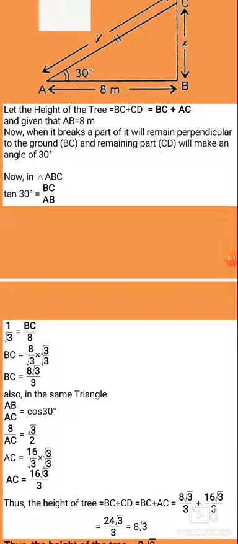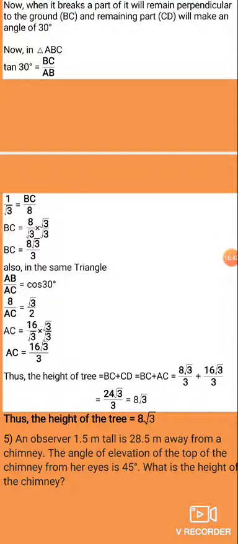Now the total height of the tree is BC plus CD, which is the same as BC plus AC. So BC is 8 root 3 by 3 plus AC 16 root 3 by 3. Now with the same common denominator 3, add it: 24 root 3 by 3. Now when you cancel 24 and 3, at last we get 8 root 3. Clear? Thus the height of the tree is equal to 8 root 3.